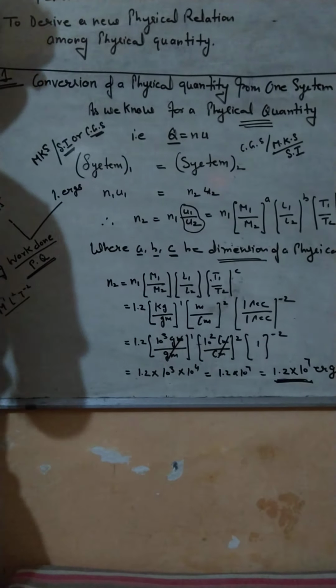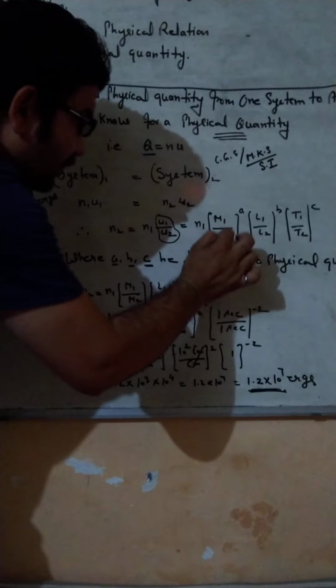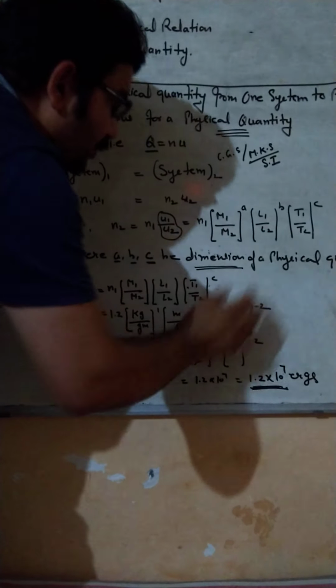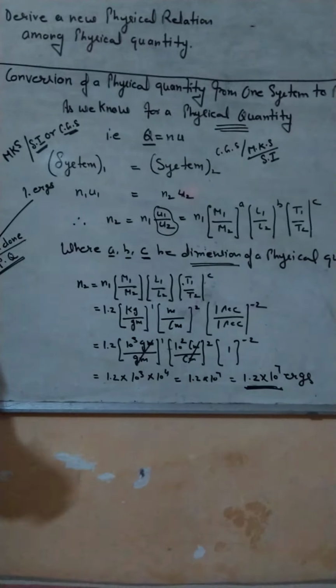We will understand it by taking some examples here. First of all, we may try to make a formula here. Now put M1 by M2, L1 by L2, T1 by T2, and put the dimensions a, b, c. This is the main formula for converting a physical quantity from one system to another. Now let's try to understand by taking some example how it converts.